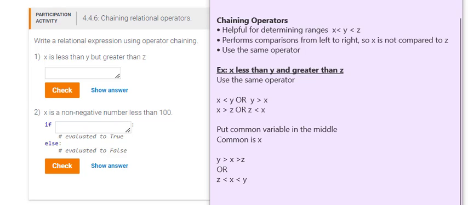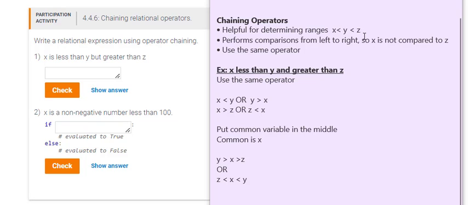Chaining operators are helpful for determining ranges, and it avoids using multiple if statements or compound operators when you are performing comparisons. So, for example, you might have x is less than y and y is less than z. It's read, or executed, from left to right. So in this case, x is not directly compared to z. It's x is less than y and y is less than z.